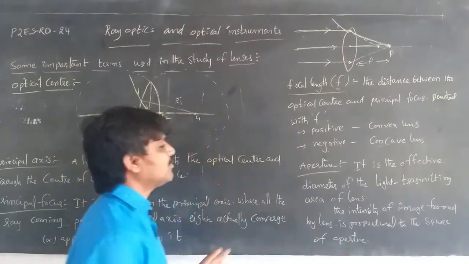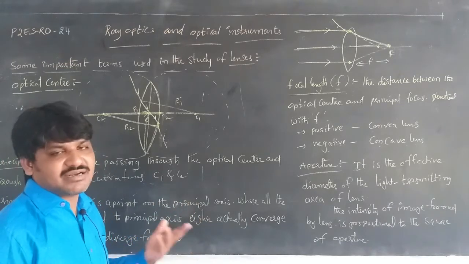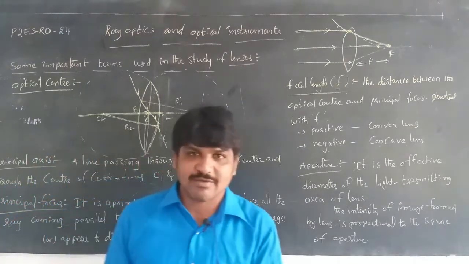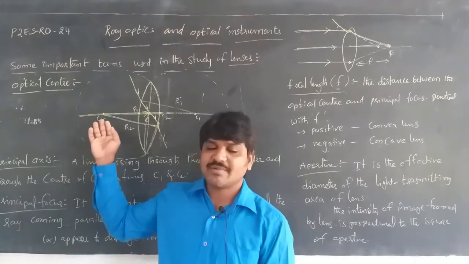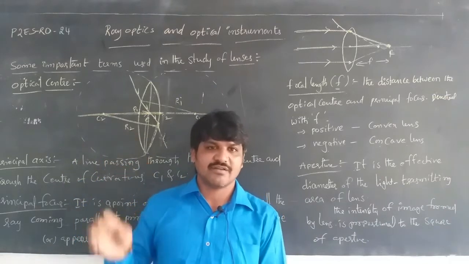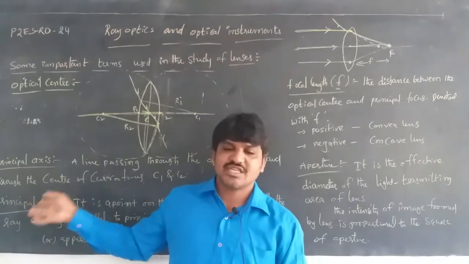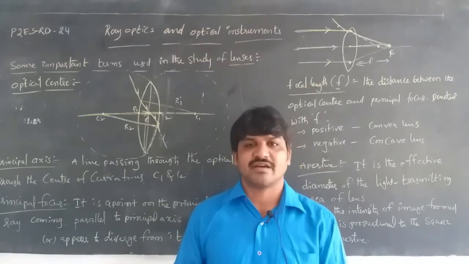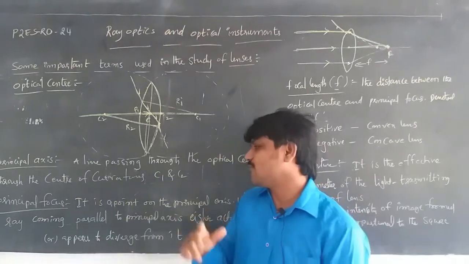These are the most important main things we discuss, which we will use mostly and severally in the study of lenses. Means optical center, principal axis, principal focus, focal length and also aperture. Once again, the optical center is the center which divides the lens with its thickness and radius of curvature, and the principal axis is the line passing through the optical center and the centers of curvature C1 and C2.